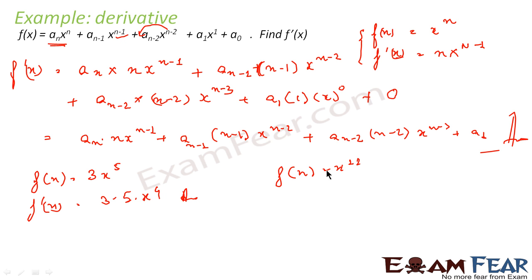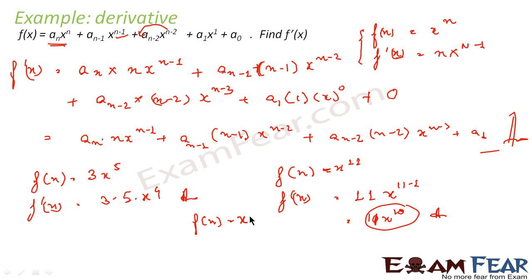We can take one example. Example, f of x is equal to, let's say, x to the power 11. So what will be f dash of x? This will become 11 will multiply here. So this will become 11 into x to the power 11 minus 1. That is 11 into x to the power 10. And that will be that. Correct? We can take one more example. F of x is equal to x to the power 7. So if you want to find f dash of x, what you do, you just multiply this, you take this down here, it becomes 7 into x to the power 7 minus 1 is 6. And that is it. Very simple.